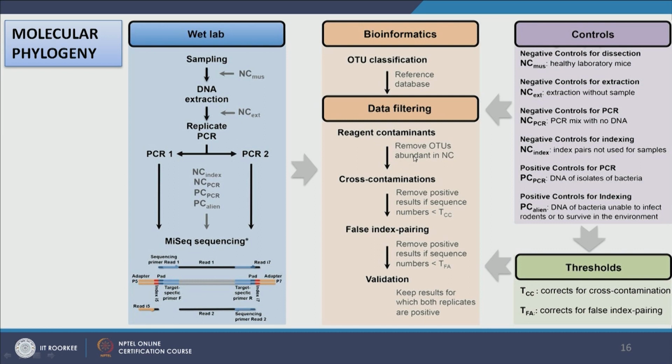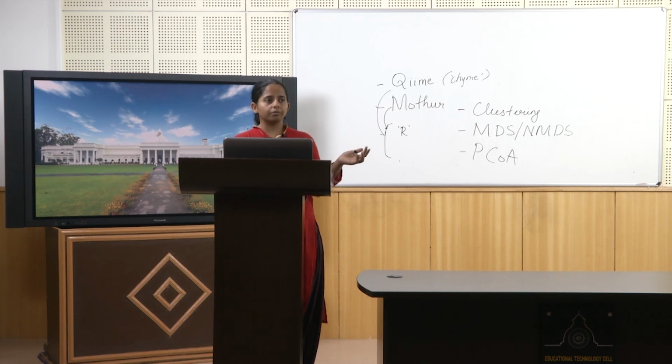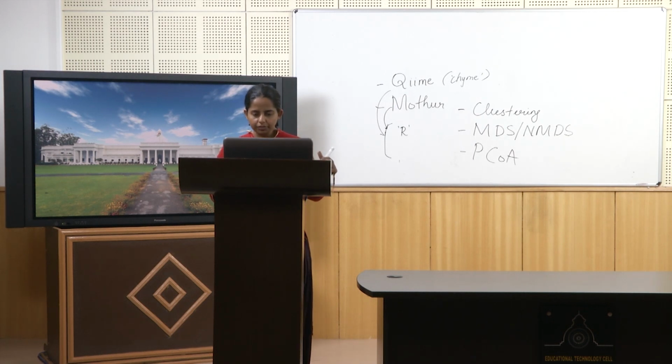For example, let us say I am analyzing a sludge microbial community. I should not get human cells in it, but if I am getting human cells, then most probably it is a contamination, and I can ask my computer to remove them. I can remove cross contamination. For example, if my negative control is showing some signal, I can subtract those sequences from all the samples, assuming that all the other samples were also contaminated to a similar degree. I can also remove false index pairing, and I can do all kinds of QC and QA steps.